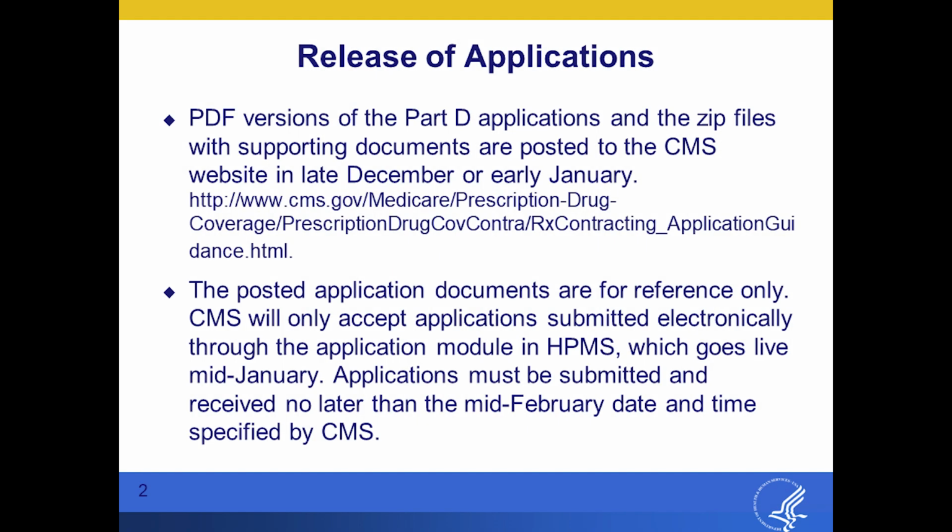Part D applications, deadline and submission. The first two slides give an overview of key dates. CMS posts the Part D application materials in late December or early January each year to our website, and they become available for completion in HPMS in mid-January. They include instructions, templates, reference materials, and the ITU addendum.